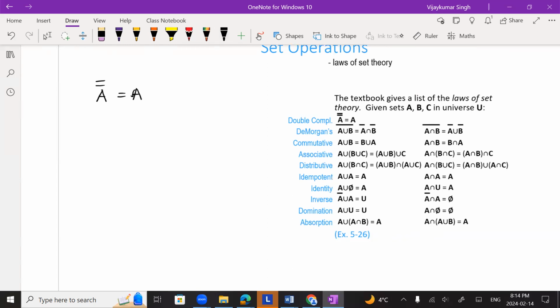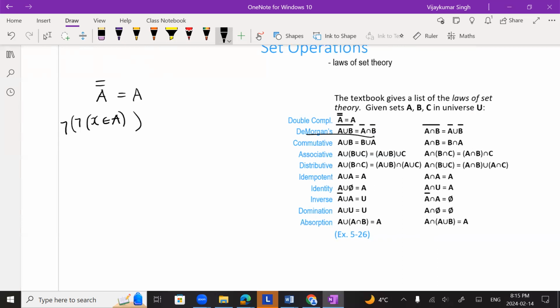Again, you should think about complement as basically a negative statement. So suppose X belongs to A. What is the negative of this statement? And what is the negative of that statement? That is the same as X belongs to A. That's one way of looking at it. You can look at this proof also from the Venn diagram perspective. But that's your choice.